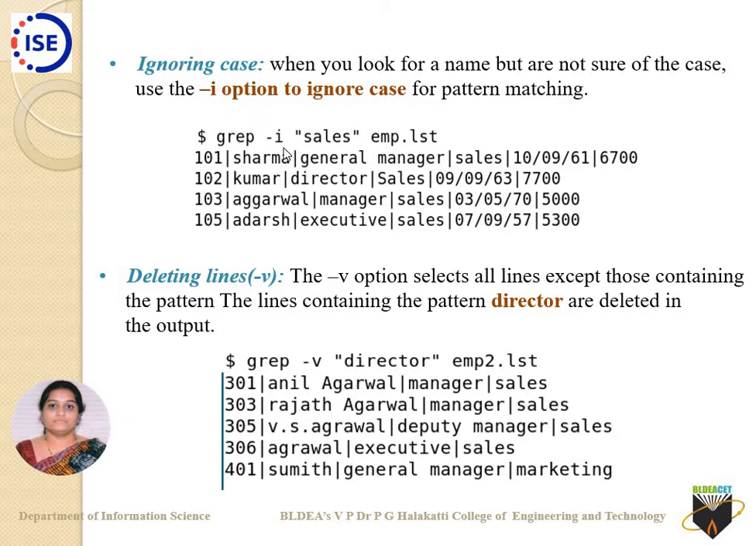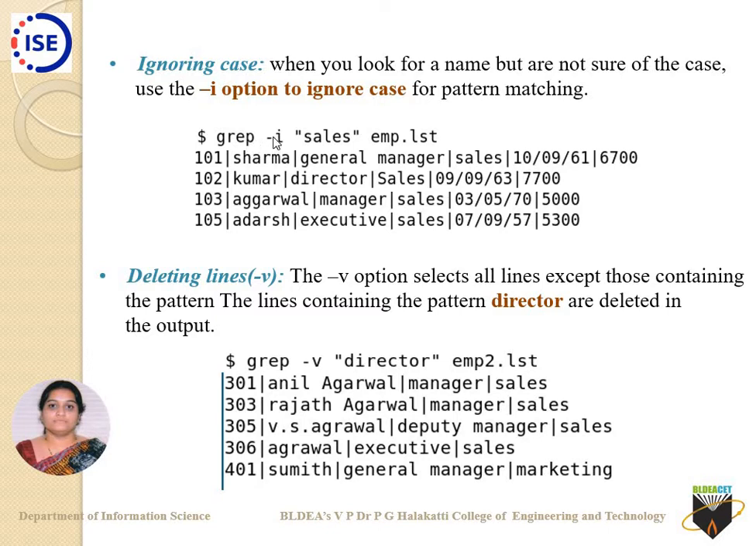Ignoring case, as I said: sometimes you might write sales in capital letters, sometimes in small letters. That's why, as I said earlier, be very particular with whatever pattern name you give. If I use only the pattern and not -i, you can see that 3 of the sales are in small letters, while 1 has S as a capital, so this record will not be listed if I am not using this option.